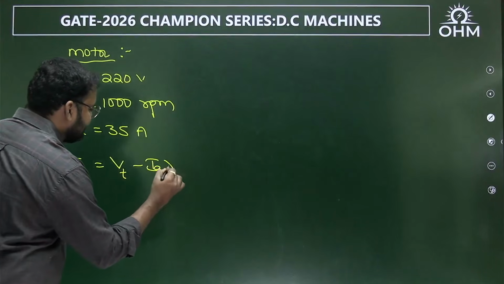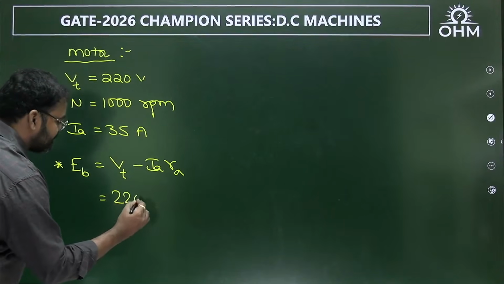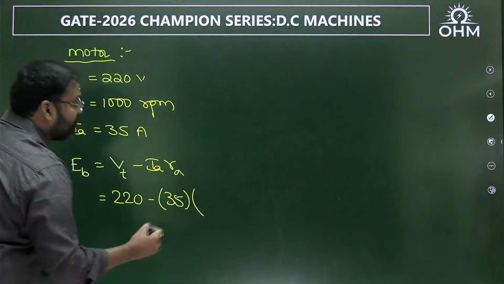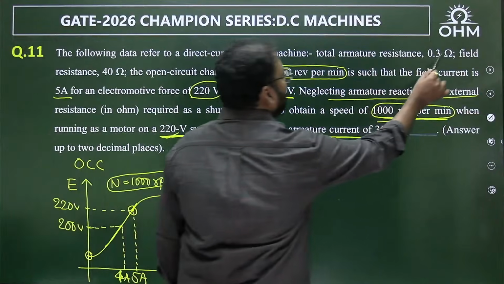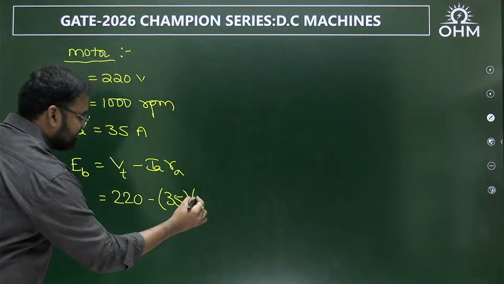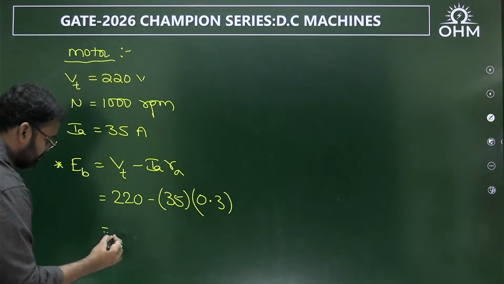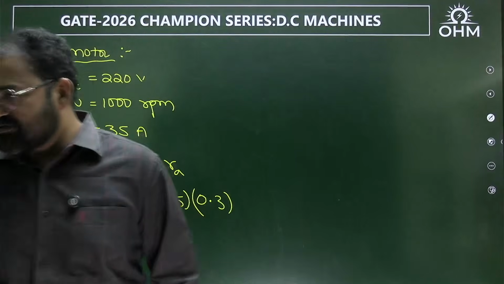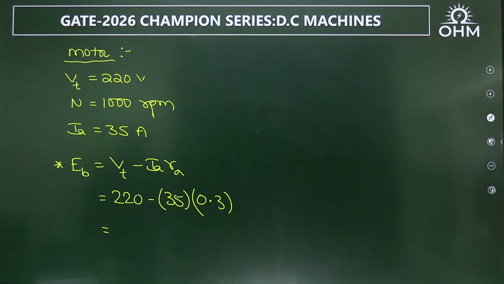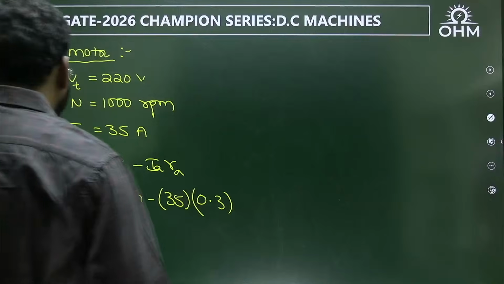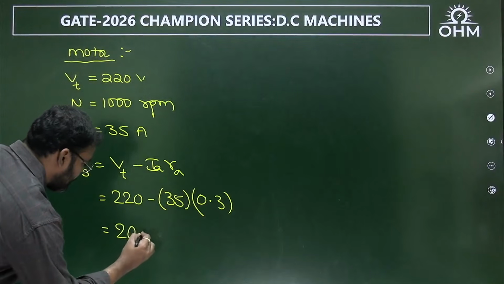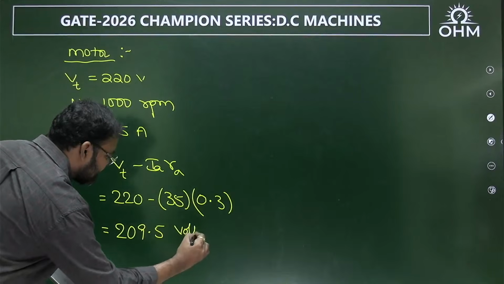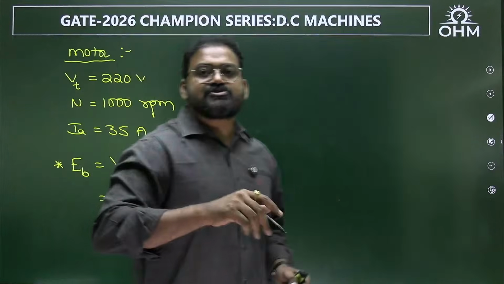Vt minus Ia Ra. Vt was 220, armature current was 35. What is the armature resistance? Look at this, 0.3 ohm, right? So how much is this? Let me use my calculator. Can somebody tell me in the chat box what is the back EMF value? 220 minus 35 into 0.3. 209.5 I am getting. This is the induced EMF now. Can I say back EMF is nothing but induced EMF only?